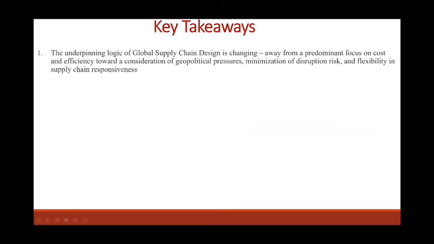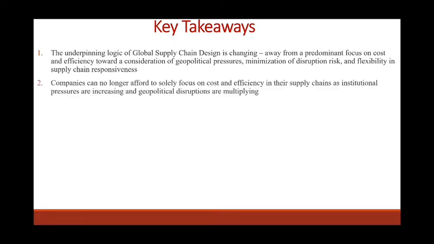So just to summarize this, because I know I don't have a lot of time, the argument that we're trying to make here is that the underpinning logic of global supply chain design is changing, moving away from a predominant focus on cost and efficiency towards a consideration of geopolitical pressures, minimization of disruption risk, and flexibility in supply chain responsiveness. Our argument then is companies can no longer afford to solely focus on cost and efficiency in their supply chains as institutional pressures are increasing and geopolitical disruptions are multiplying. So again, Brexit, the US-China trade war, COVID-19, first wave, second wave, third wave, who knows how far that's going to go.